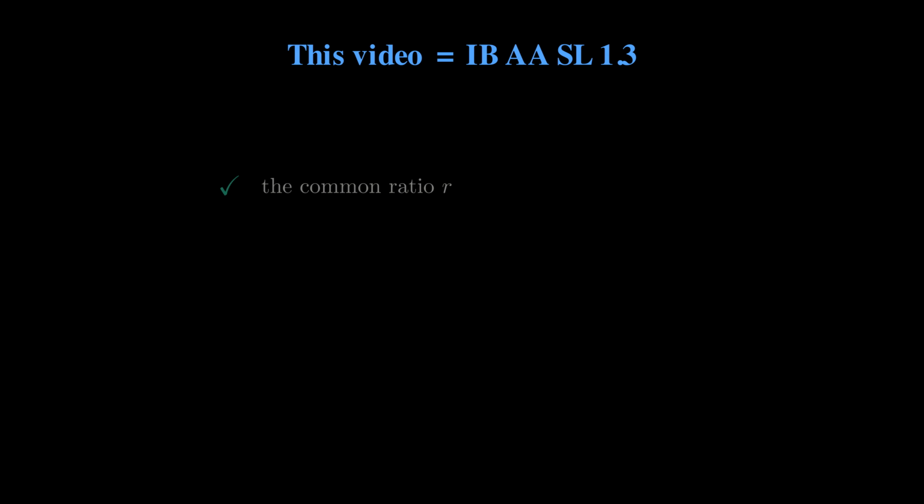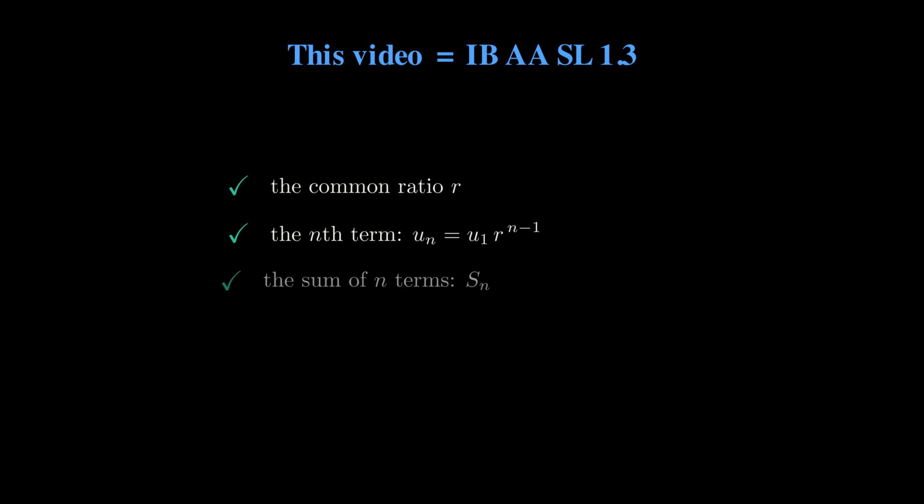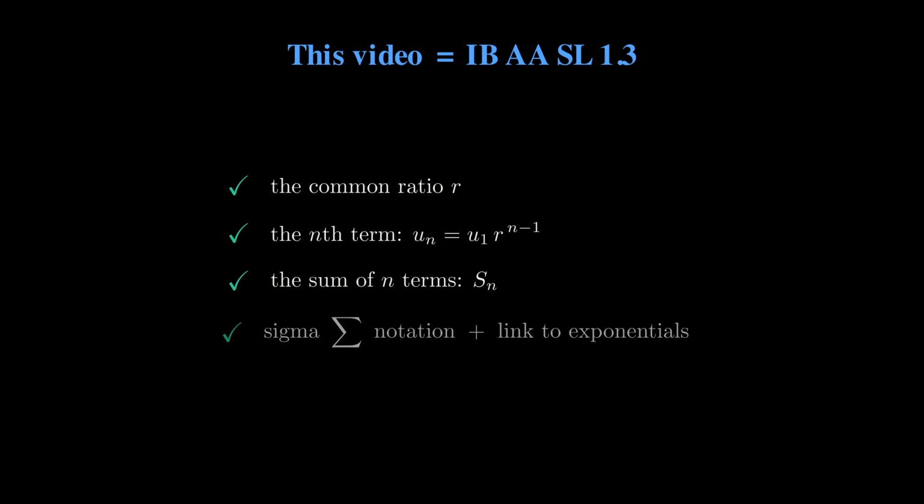Here's exactly what this covers, straight from your syllabus. IB analysis and approaches. Standard level 1.3. The common ratio. The nth term. The sum of n terms. Sigma notation, and the link to exponential functions. Tick all four, and you've got the whole subtopic.